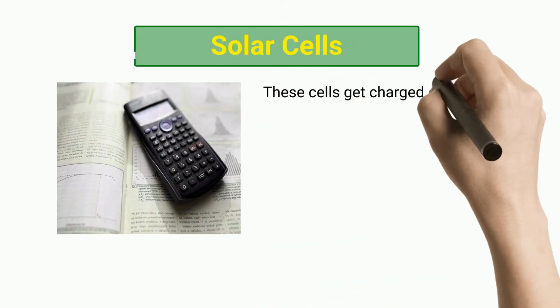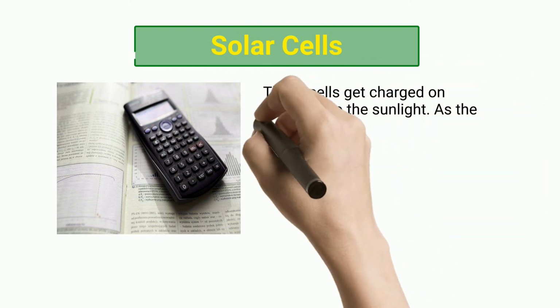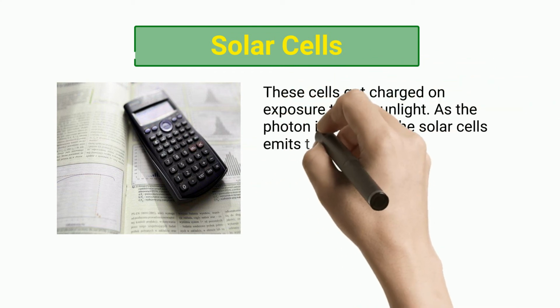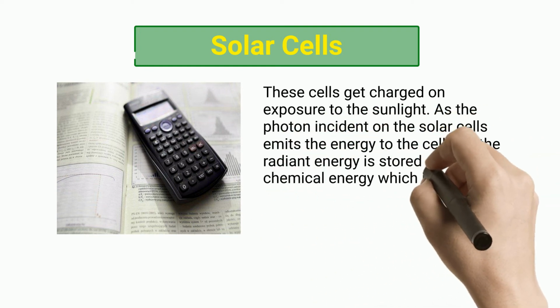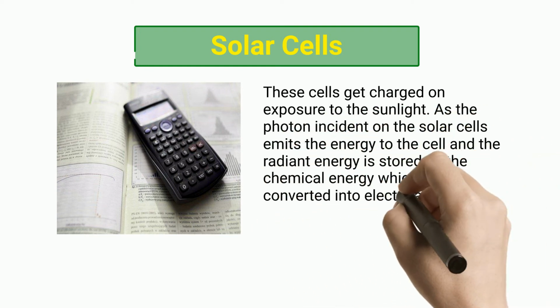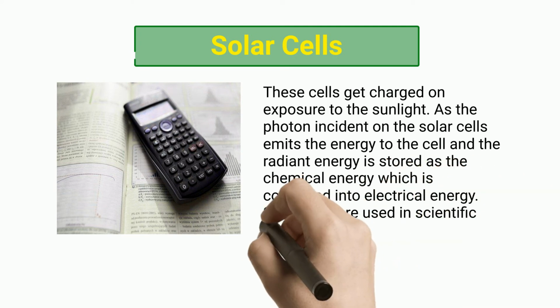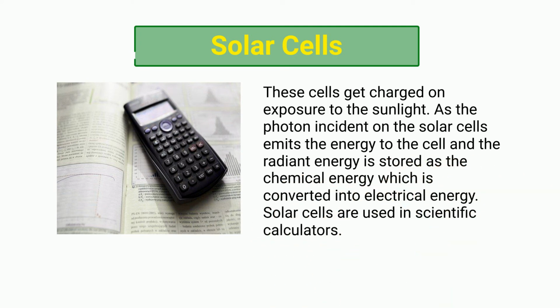Solar cells. These cells get charged on exposure to the sunlight. As the photon incident on the solar cells emits the energy to the cell, the radiant energy is stored as the chemical energy, which is converted into electrical energy. Solar cells are used in scientific calculators.